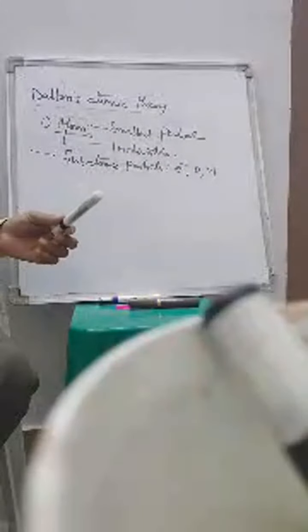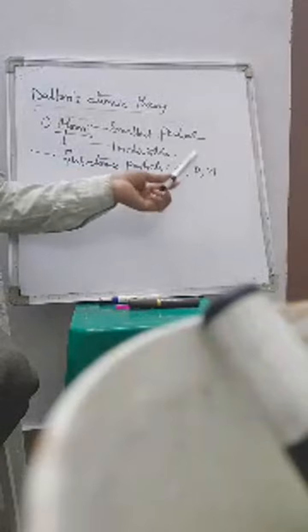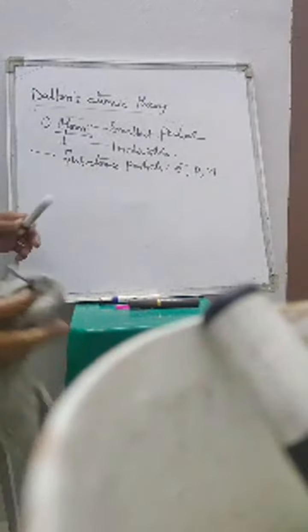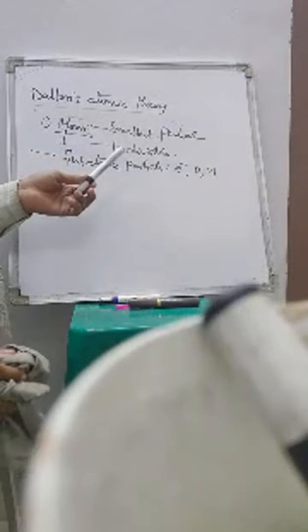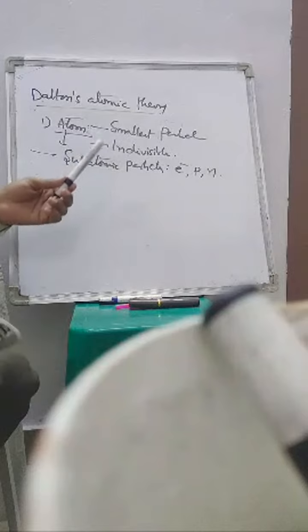Later on, based on the experiments of scientists, it was observed that the atom consists of some subatomic particles such as electrons, protons and neutrons. Not only these three, there are so many subatomic particles like pions, muons, mesons.